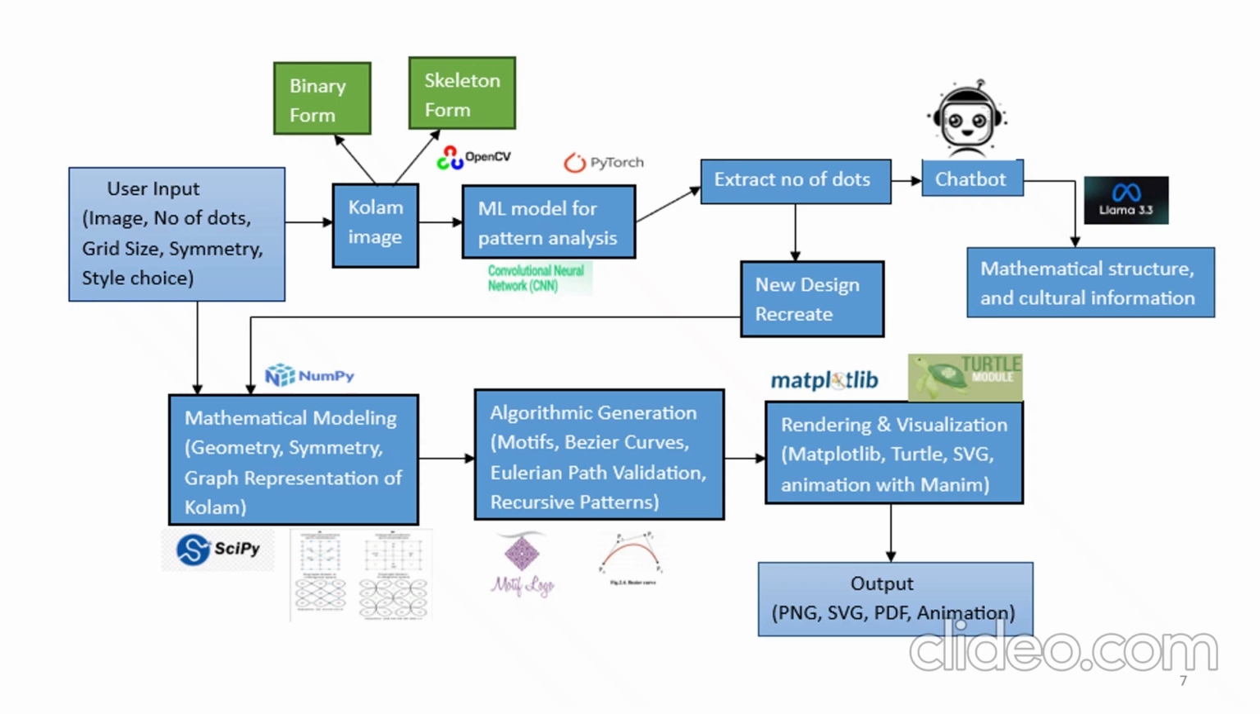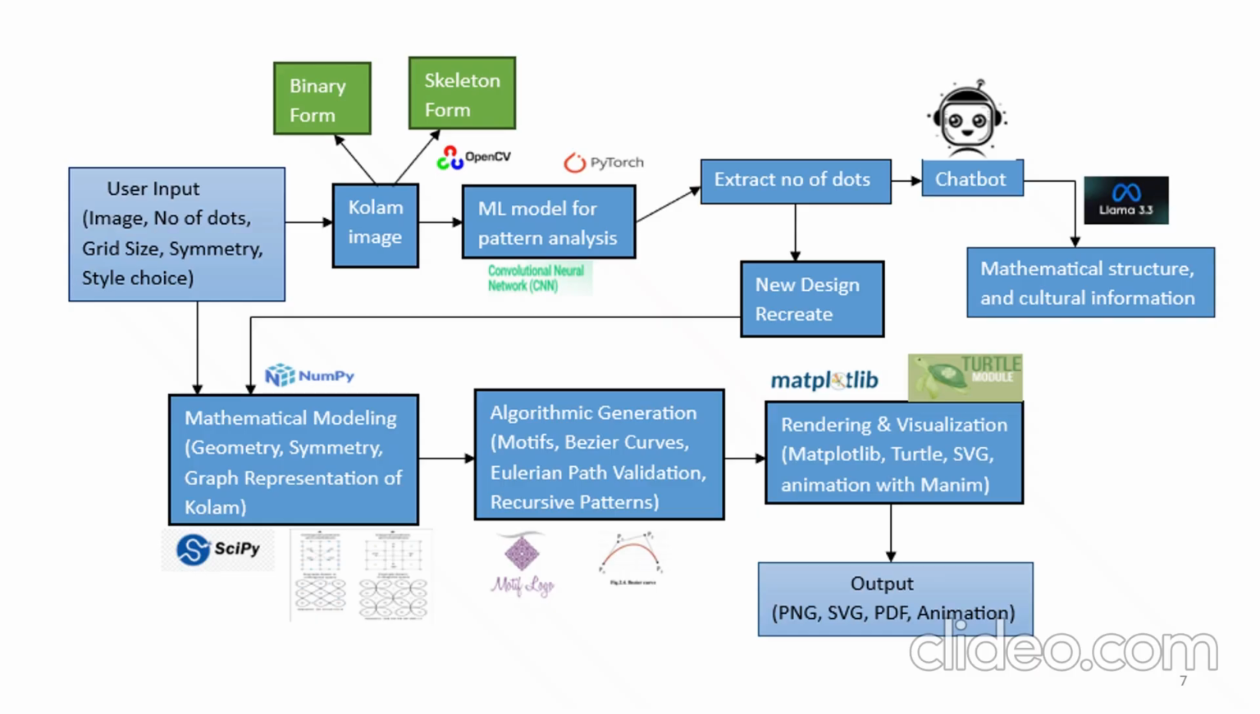From the number of dots, we will again generate a new design. For that, we will go for the next stage, which is mathematical modeling. Using NumPy and SciPy, we apply concepts of geometry, symmetry, and graph representation to model the column. The grid and dots are represented mathematically for precise structure.